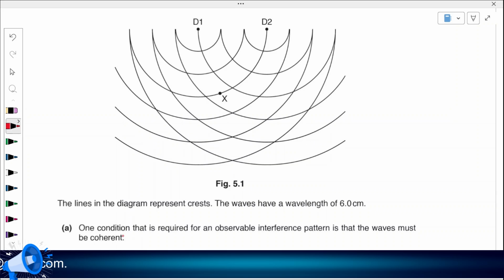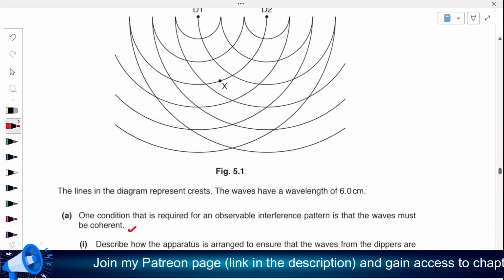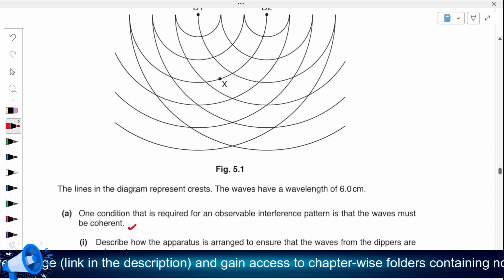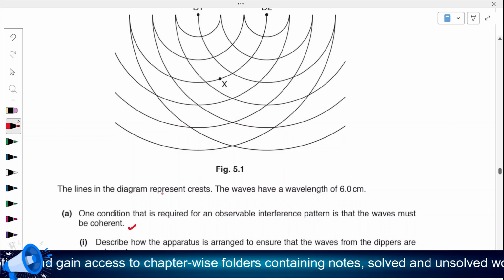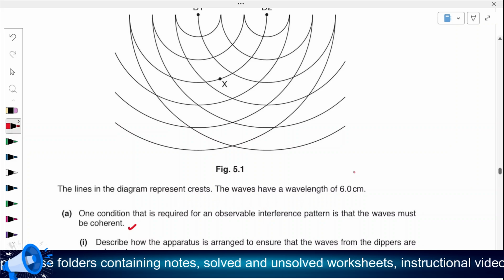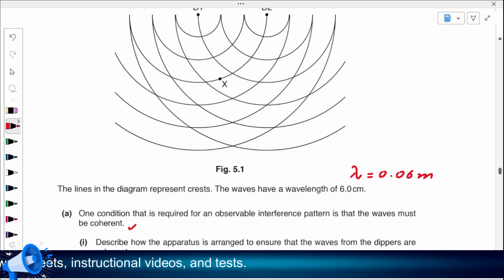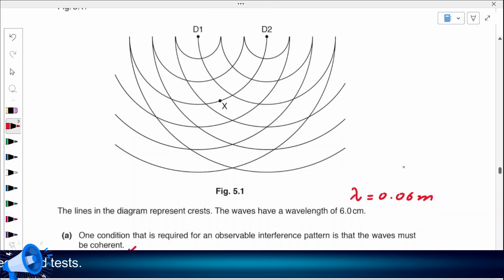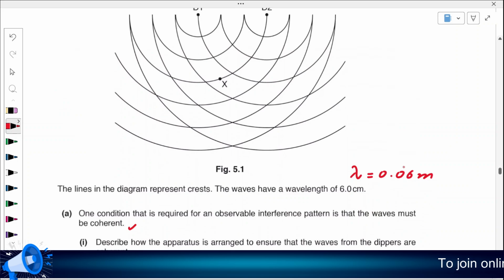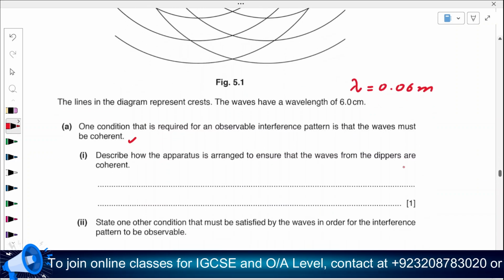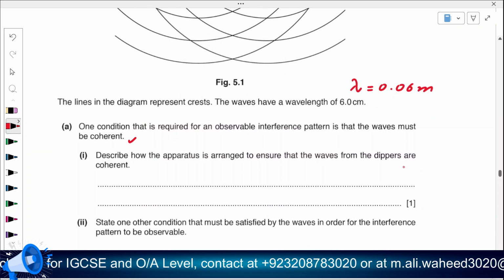One condition that is required for an observable interference pattern is that the waves must be coherent. Okay, this has to be memorized as a fact also. Condition of interference. The lines in the diagram represent crests. The waves have a wavelength of 6 centimeters. Okay, now we know one thing for sure: 0.06 meters is the wavelength. For which one? For D1 or D2? For both. If the waves are coherent, they'll have the same frequency, the same speed, the same wavelength, and the same type also. If one of them is a water wave, the other one would also be a water wave.